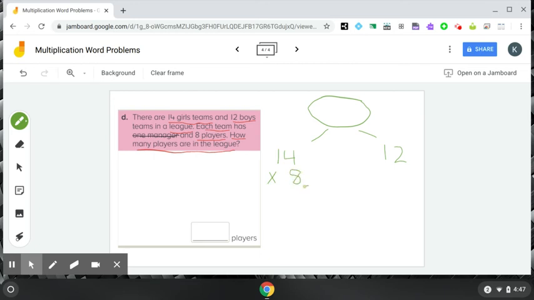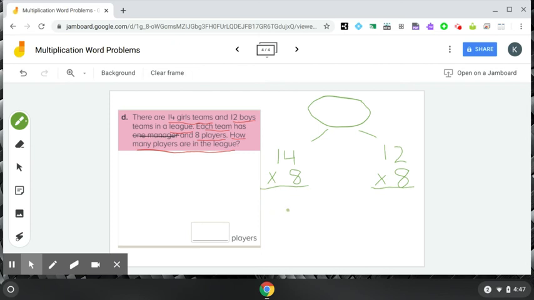If we multiply the 14 teams by 8 players on each team, we'll find out how many girls are in the league. And then we know there's 12 boys' teams. And on each team, there's 8 players. Look at that. There's another multiplication fact that you can solve with all the strategies you know.